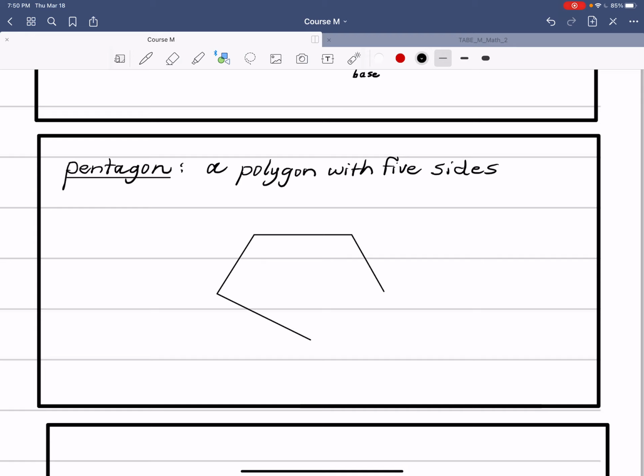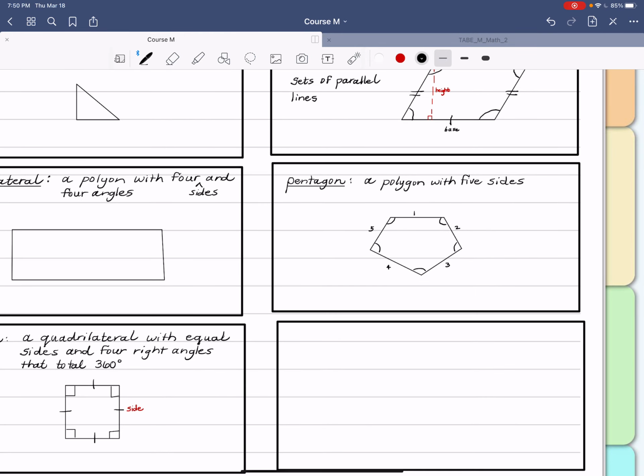So here's a pentagon. The Department of Defense in Washington, D.C. is in a building called the Pentagon. And we know that because it has 1, 2, 3, 4, 5 sides, which means there will be 5 angles. 5 sides give you 5 angles, and that is a pentagon.